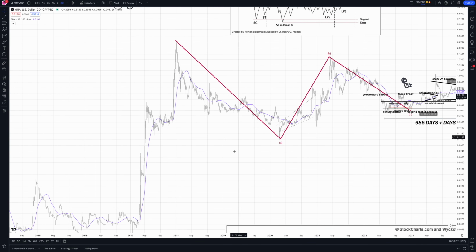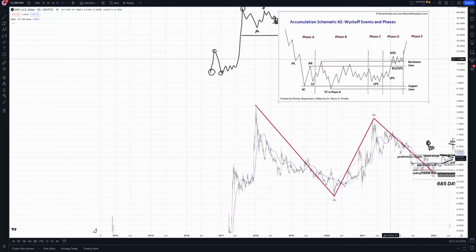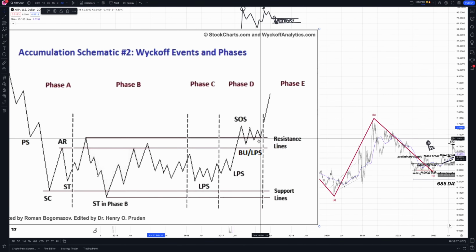Because where are we in the Wyckoff accumulation schematic? We're in the ending stages of the schematic. Okay, you see, we're in the ending stages. We're right over here. We're right at the end of phase D, about to go into phase E.